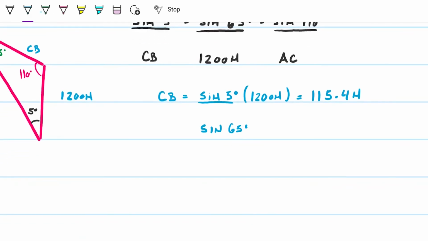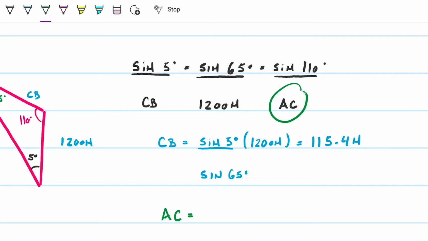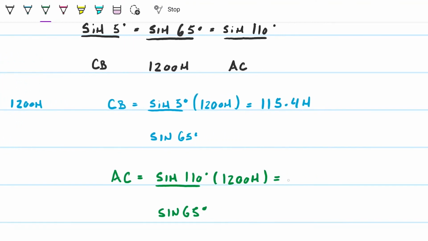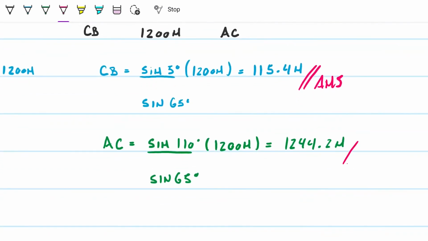newtons. And then, let's do it in color, AC. This will be sine of 110 divided by sine of 65. So sine of 110 degrees divided by sine of 65 degrees times the 1200 newtons, which is 1244.2. 1244.2 newtons. Okay, so this is one of the things we were looking for. This is the other thing we were looking for.